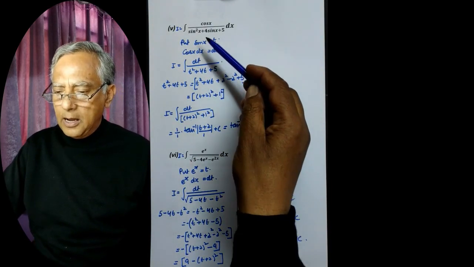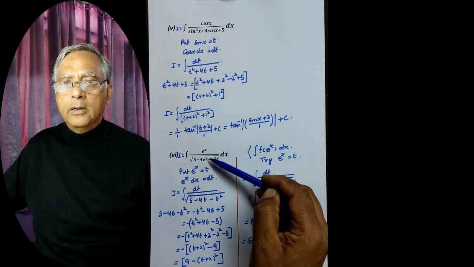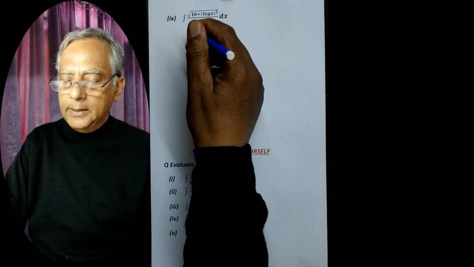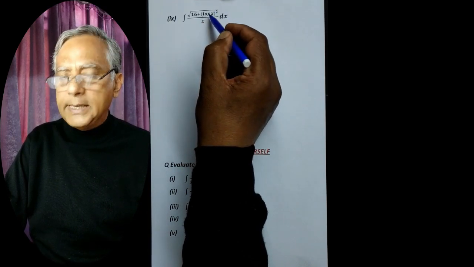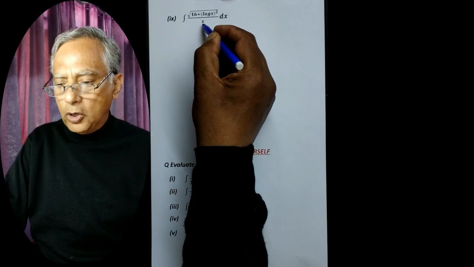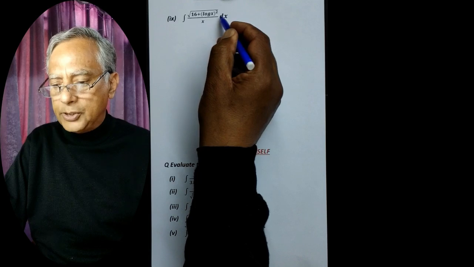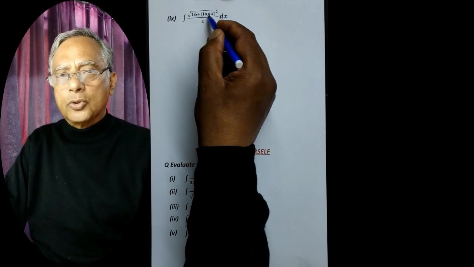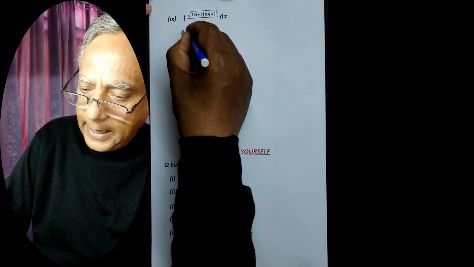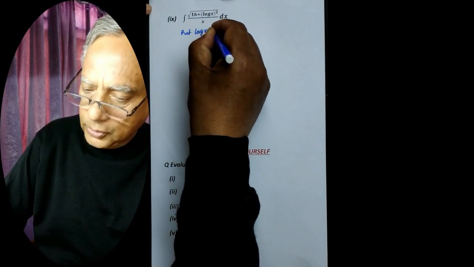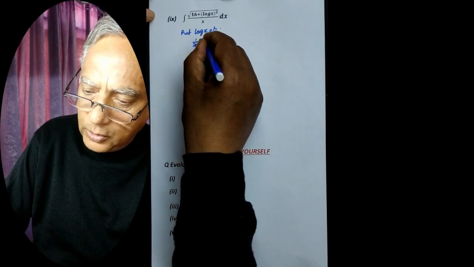So this is how you reduce these questions into quadratic or 1 over root quadratic. Now next is this question. Now what we notice is that the differential of log x is 1 by x. So if I put log x equal to t, 1 by x dx will become dt, and this will be 16 plus t square. So this question will be solved. So put log x equal to t. So this will be 1 by x dx is equal to dt.